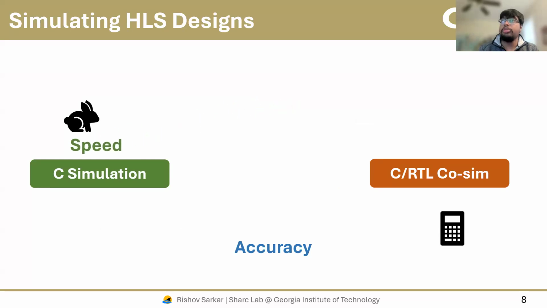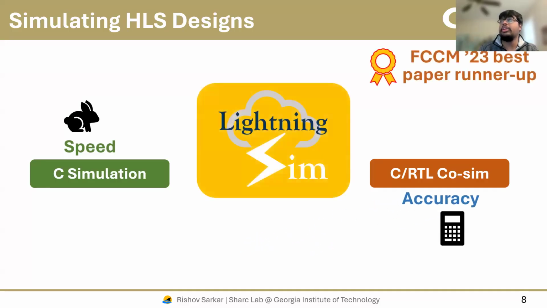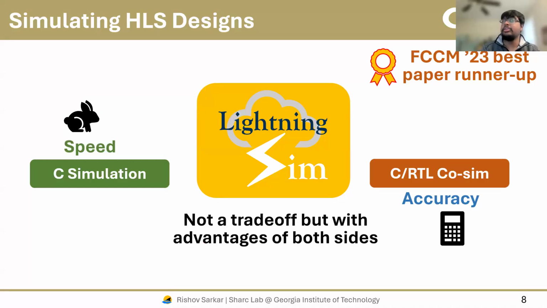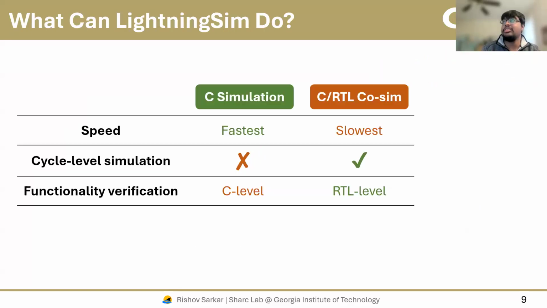So the idea was, could we have something that has the speed of C simulation combined with the accuracy of co-simulation? And that's what LightningSim is trying to be. The key idea here is that it's not a trade-off, but actually has advantages of both sides.